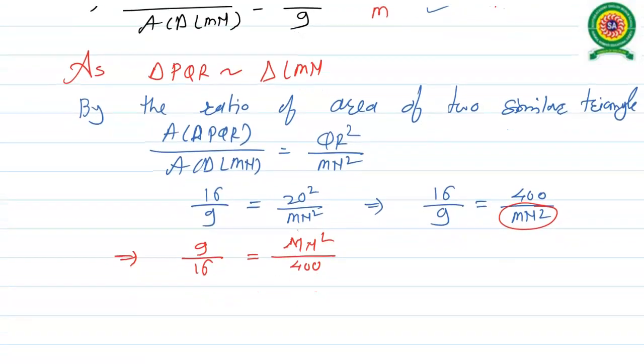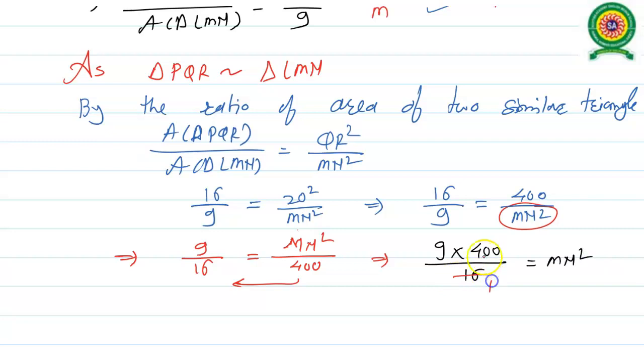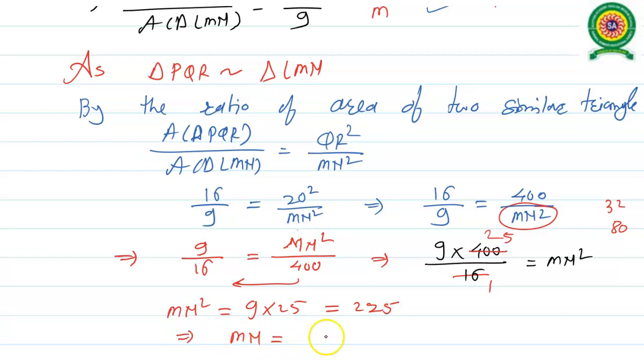Shifting 400 from RHS to LHS, it gives us 9 into 400 divided by 16 equals MN square. Now, we know 16 ones are 16, 16 twos are 32, remainder is 8, it generates 80, and 16 fives are 80. So MN square equals 9 into 25, which becomes 225. Taking the square root on both sides, we get MN equals square root of 225, which is 15. So the value of MN equals 15.